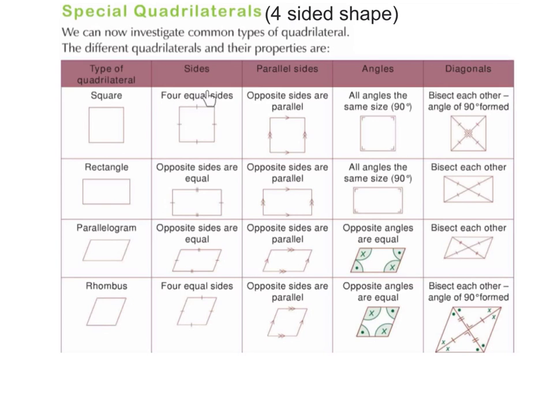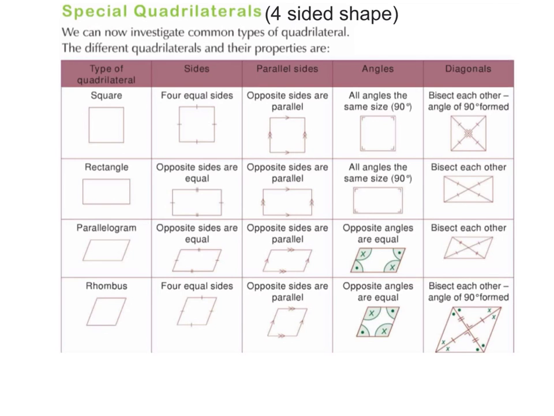So it has four equal sides. So those little lines there mean that the lengths are all the same. Its opposite sides are parallel. So those little arrows there mean that these two lines are parallel. They'll never meet. They're going in the same direction. And these two lines are also parallel. They'll never meet. They're going in the same direction.